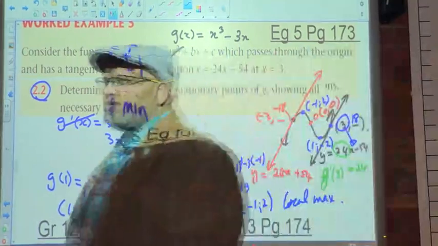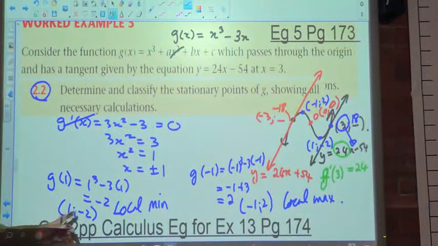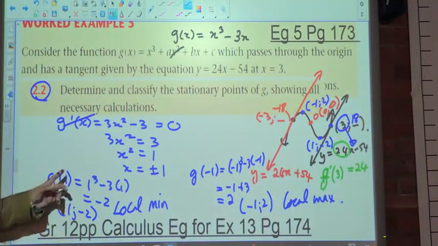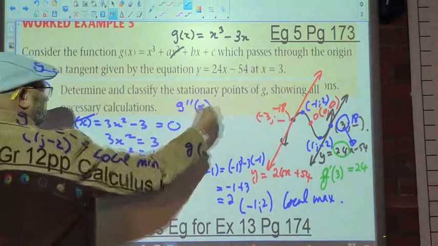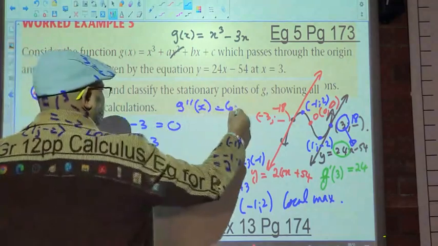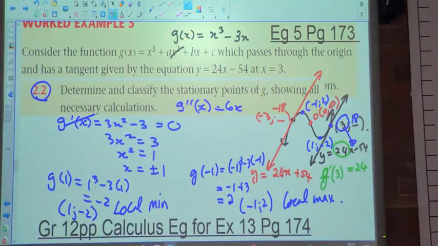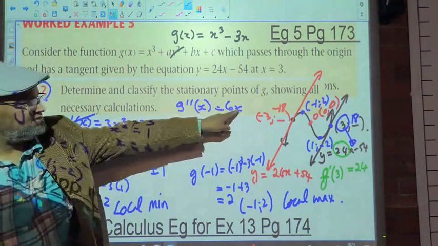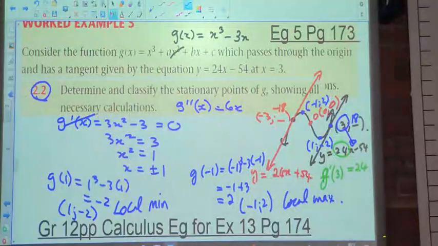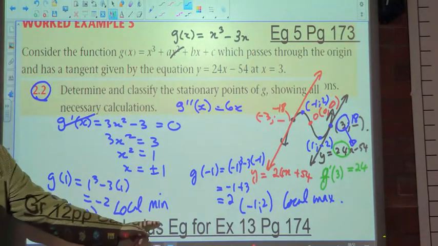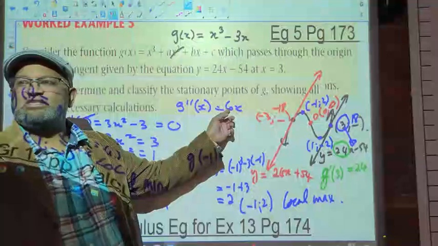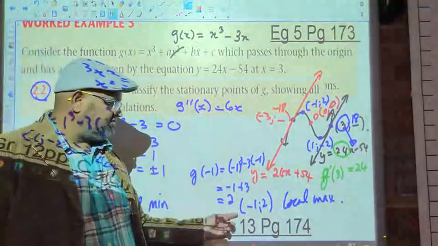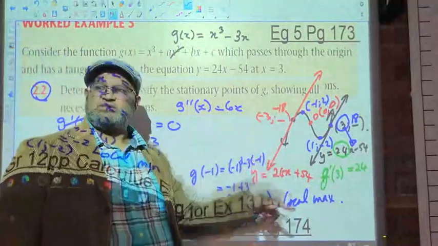Okay, if you want to do it by calculation, of course, you're going to substitute 1 into your second derivative. Just work on your second derivative here. So g double dash of x is going to give you 6x. Okay, we'll substitute 1 in here. What's 1 times 6? 6. Okay, and that is positive. And if 6 is positive, it will be a local min. If you substitute negative 1 in here, you will get negative 6. And if that is negative, it will be a local max.